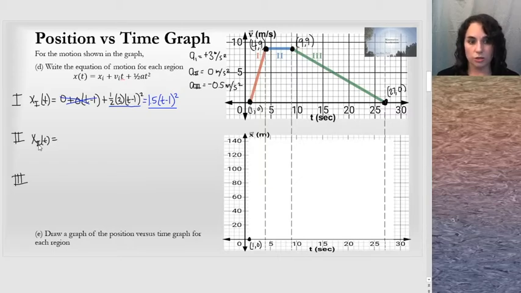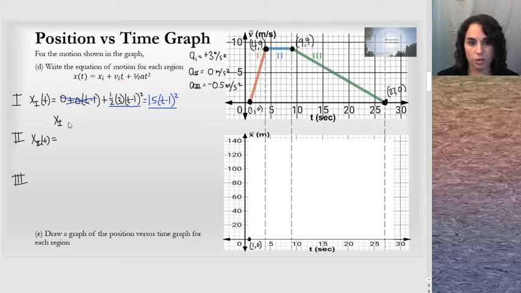The position of region 2 as a function of time is going to be the initial position, and it's already moved through region 1, so it has some sort of initial position, and I actually know how to calculate it. I just wrote the equation down for how to calculate it.